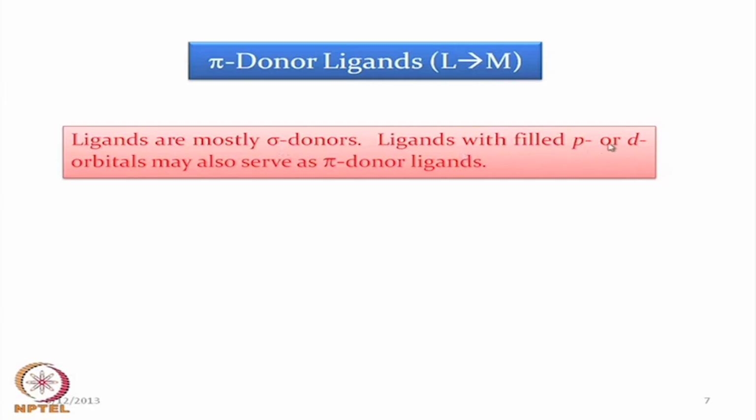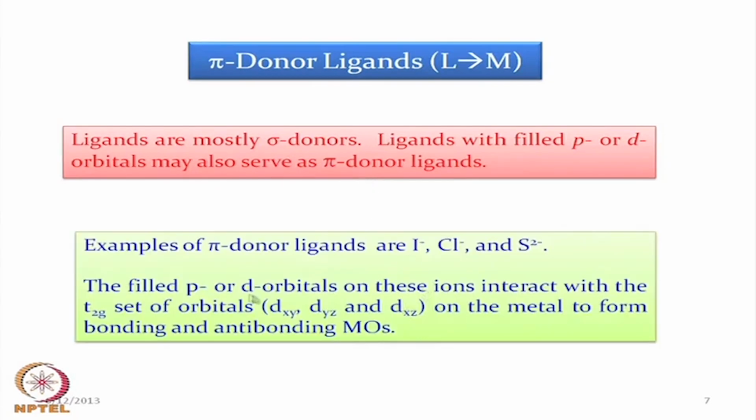But if we have filled p and d orbitals, not from the corresponding sigma type orbitals, they can serve as good pi donor ligands from the ligand side. So, what type of orbitals we can have for a pi type donor? The pi type donors are the iodide ion, chloride ion and the sulfide ion.